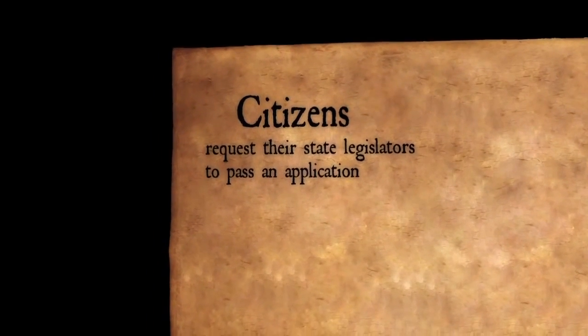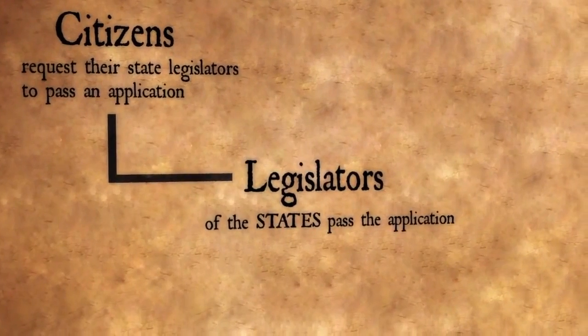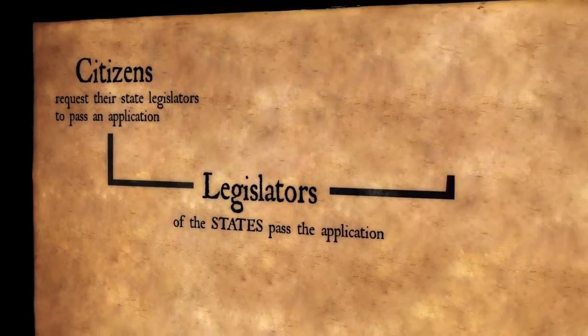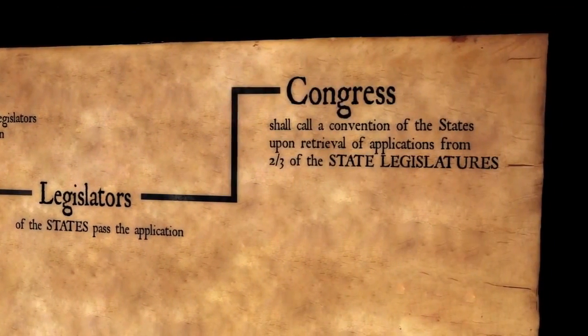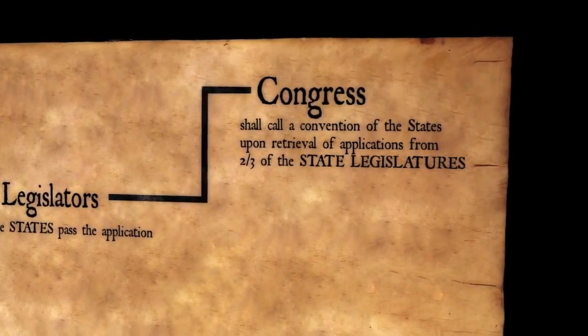Citizens request their state legislators to pass a bill called an application, with operative language identical in each state. These legislators of the states then pass the application. Generally, only a simple majority is needed. Congress shall, by law, call a convention of the states as soon as it receives applications from 2/3 of the state legislatures. That's 34 states.